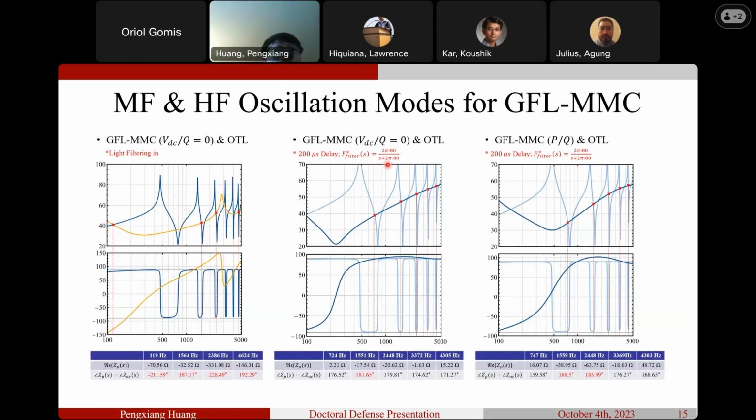For the grid following MMC with heavy filter, but in VDC-Q mode, you have a better passivity, but they still have instability points, and you have less damping points, which is close to unstable. And if you work the MMC in PQ mode, still the same system, the negative damping becomes severe, and the condition becomes an unstable oscillation.